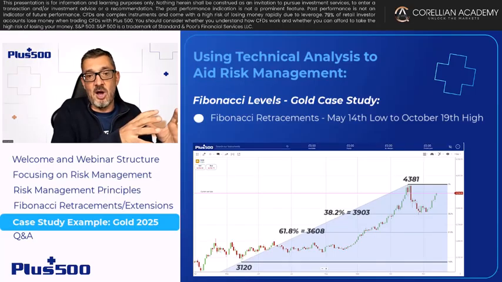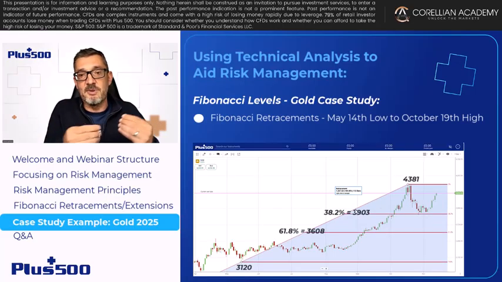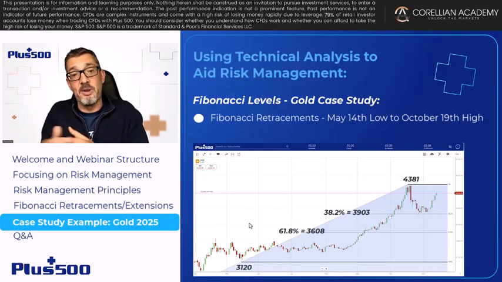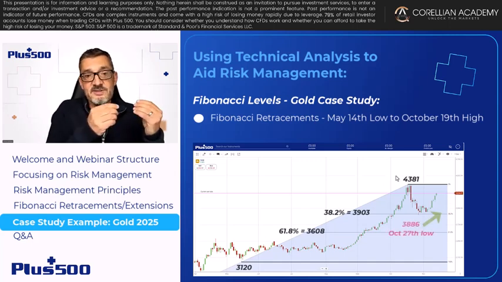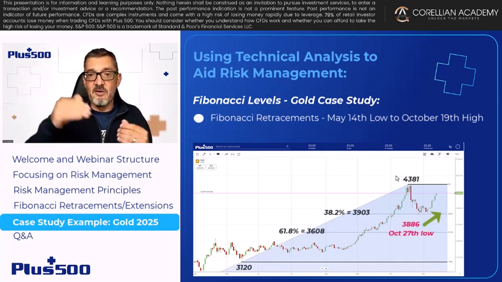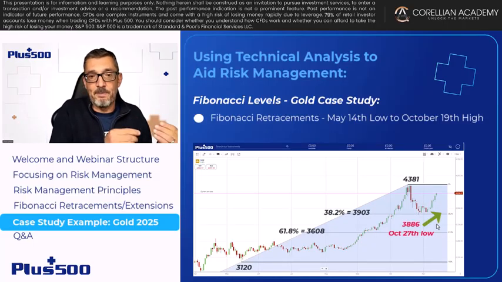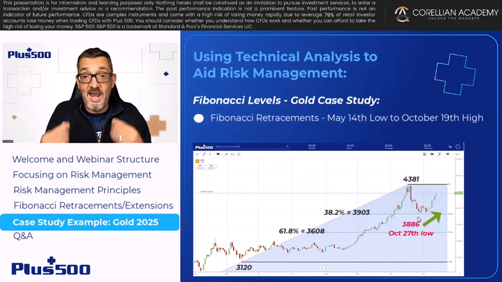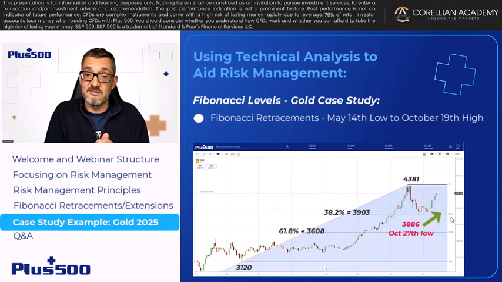Now let's look at the same chart, but this time calculate the Fibonacci retracements on the strength seen between the May 14th low at 3,120 and the October 19th high at 4,381. Now, the sell-off from that resistance area at 4,383 was held on a closing basis by support provided at 3,903, a level which is equal to the 38.2% retracement of that May to October price advance.